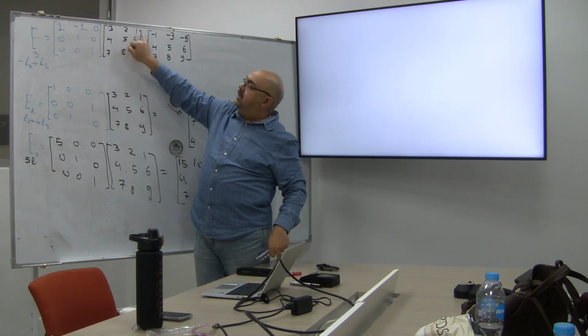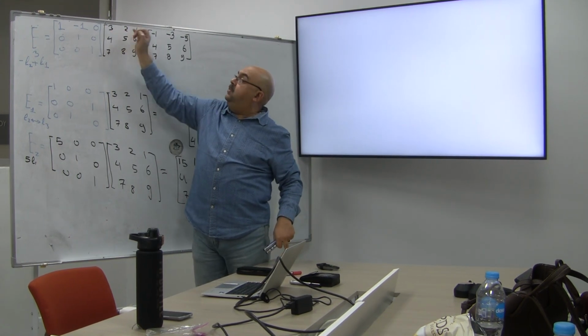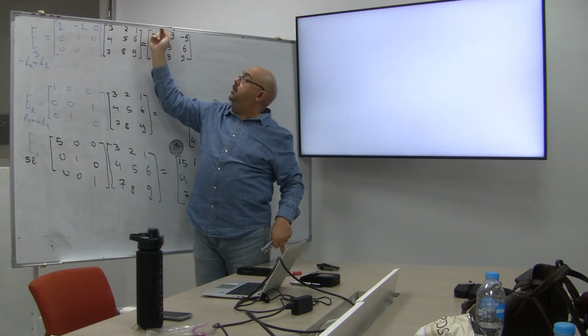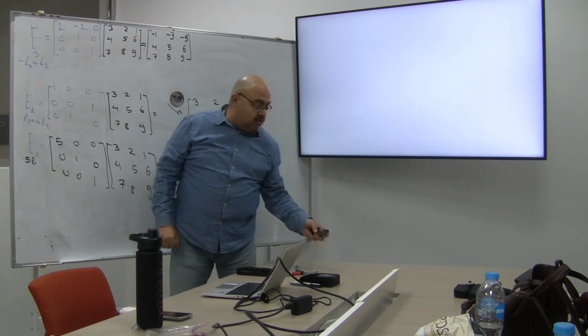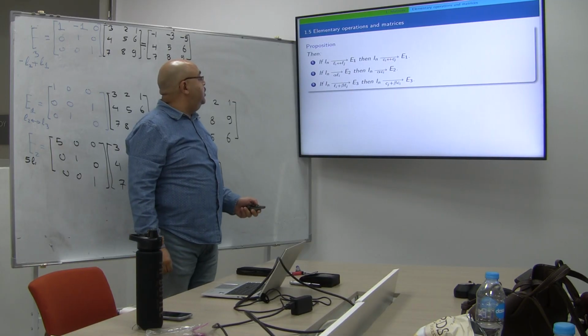Multiply the second row by negative and add it on the first row. Negative 4 plus 3, negative 1. Negative 5 plus 2, negative 3. Negative 6 plus 1, negative 5. Okay? These are called the elementary matrices.